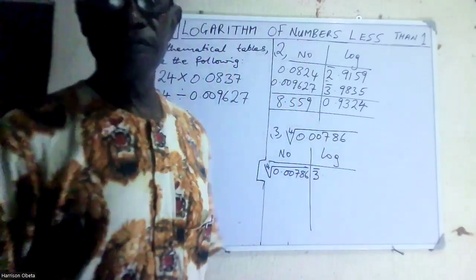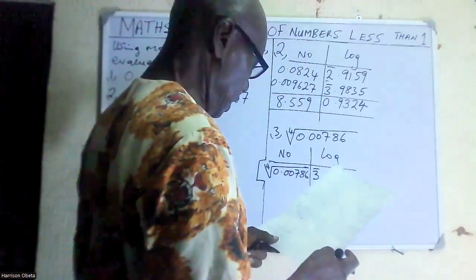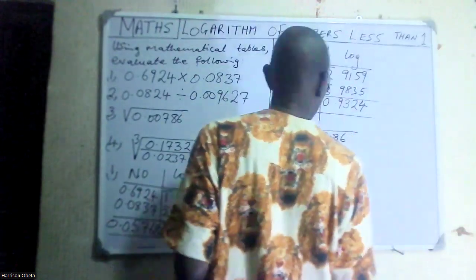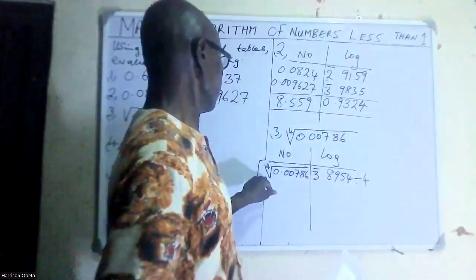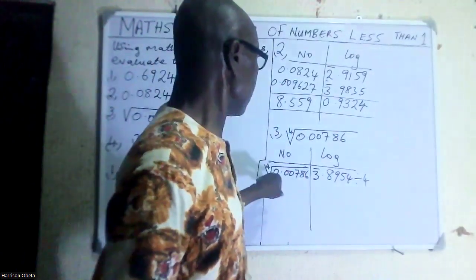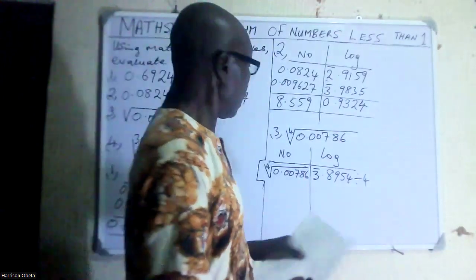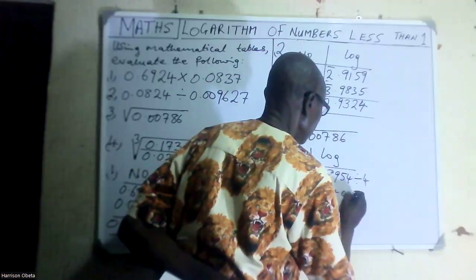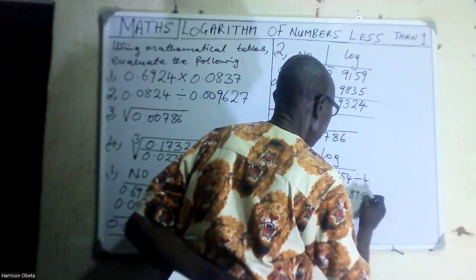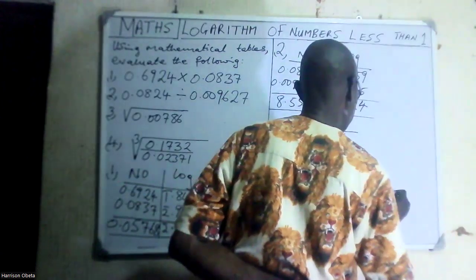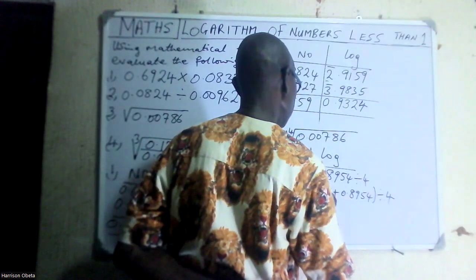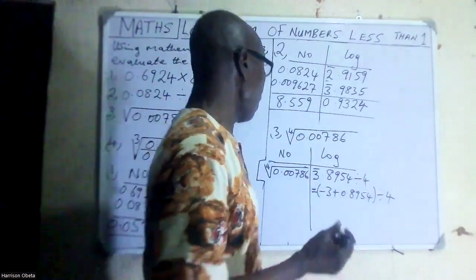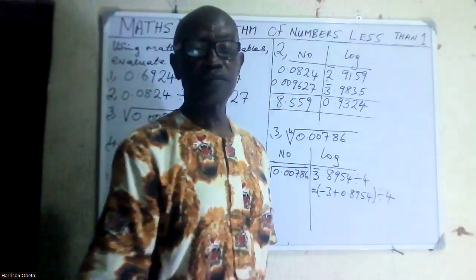We check the log of 78 under 6, and 78 under 6 we have 8954. We are dividing by 4 because if you are looking for the root using log, you have to find the log and then divide by 4. Remember that this is the same thing as minus 3 plus 0.8954, everything divided by 4. If you check, you discover that 4 cannot divide minus 3. So anytime you have a question like this, you just have to look for a number that will make this whole thing divisible by 4 or by any number.